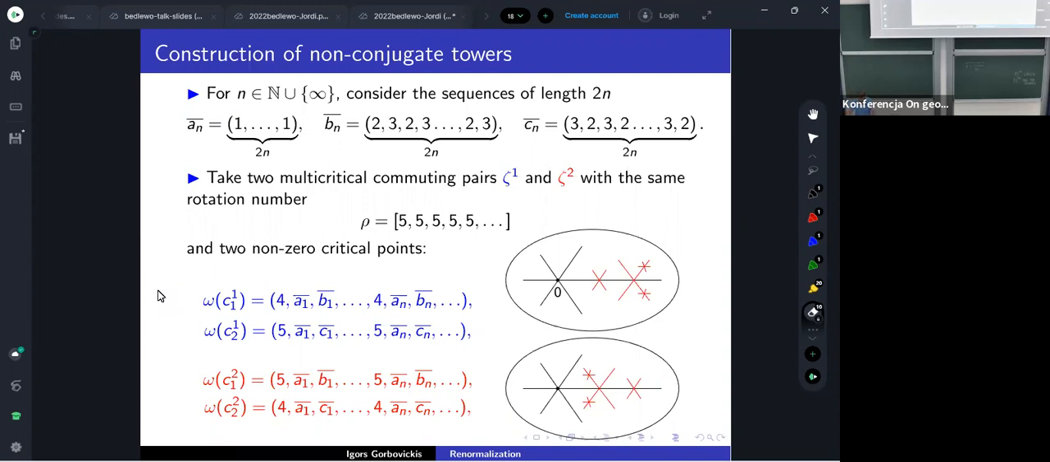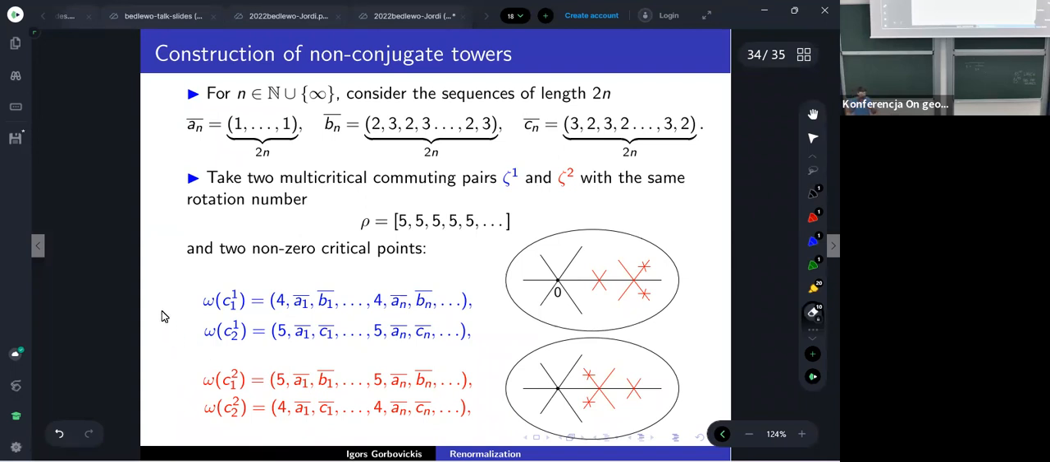So about the construction, it goes as follows. We construct two commuting pairs with different combinatorics. There's a blue one and a red one. The corresponding two critical points have different combinatorics, as you see. It's very similar, differing only in the order of numbers 4 and 5 in the itineraries.